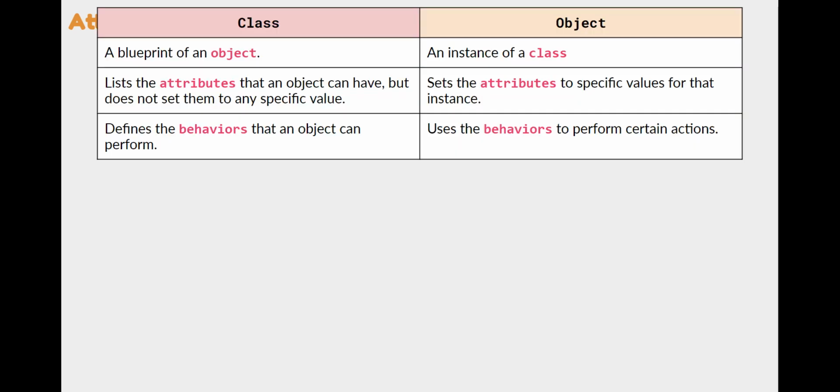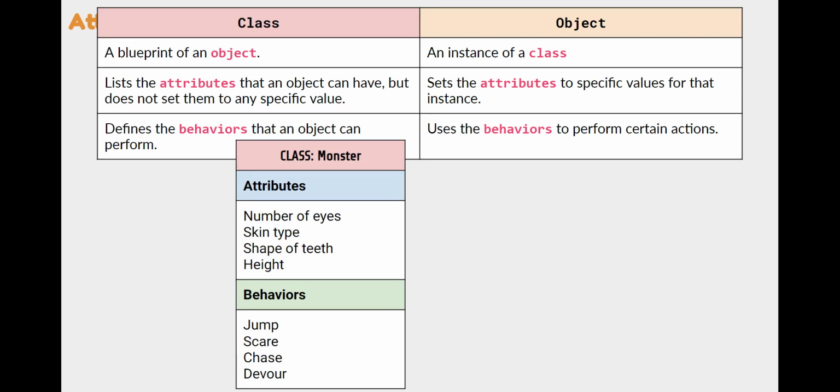So, going back to our previous concept, a class is like a blueprint of an object. It lists the attributes that an object can have, but it does not set them to any specific value, and it defines the behaviors that an object can perform. So, we can have a class that's a monster. For something to be a monster, it would need to have some attributes and it would need to be able to perform some behaviors. The class just defines that. It doesn't set any of those to any specific values. It's once you start to make objects is when you get to then define those values.